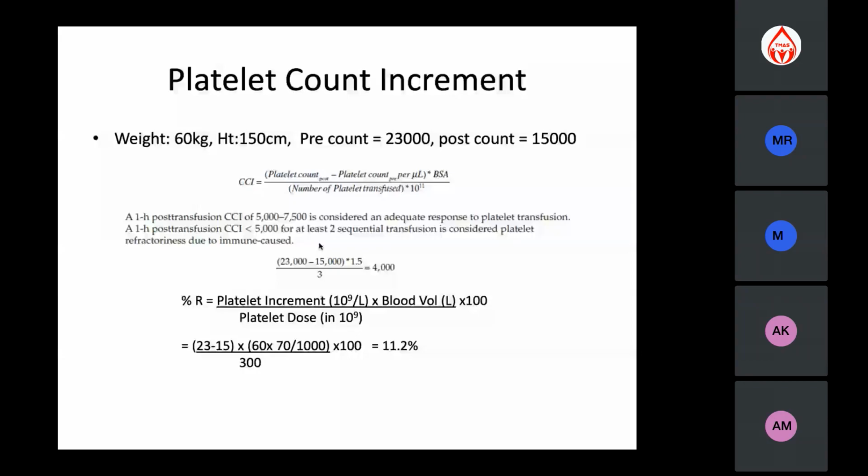And the percentage platelet recovery can also be estimated as platelet increment into blood volume divided by platelet dose in 10 power 9. So platelet increment is given in liters, that is 23 minus 15, into blood volume in liters. Blood volume should be expressed in liters and platelet dose in 10 power 9. So the percentage recovery can be obtained.